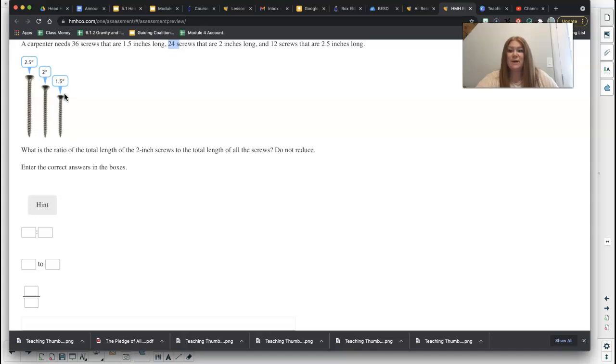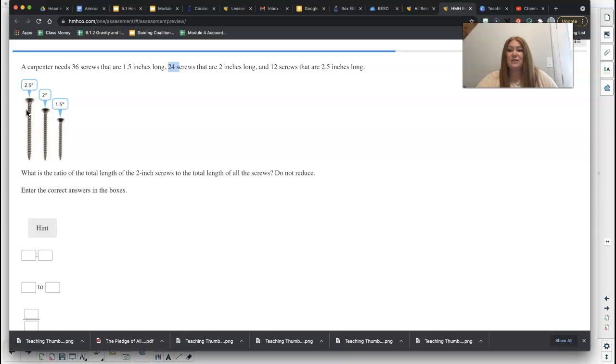So this next one, we have the same information. We have 36 of these short ones, 24 of these middle ones, and 12 of these longest ones. This time it's asking us the ratio of the length of the screws. That is a little different this time, the ratio of the length of the screws, so not just how many there are, to the total length of all of the screws.